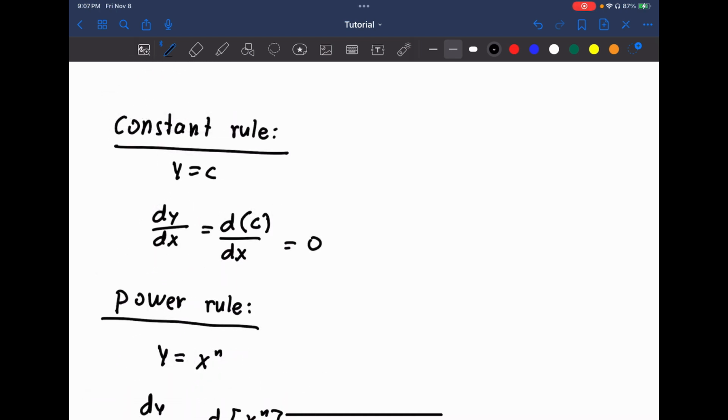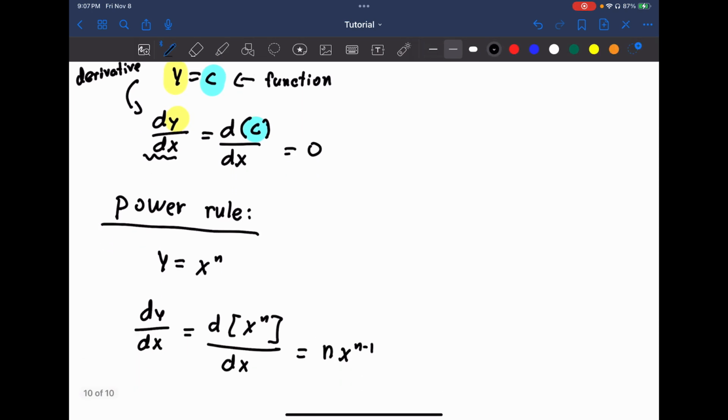Okay, so the constant rule states that if the function is only a constant, then the derivative of this function, so this is the derivative notation, the derivative of the function will be 0. Anyways, this is just the notation we'll be seeing, d of y over d of x.